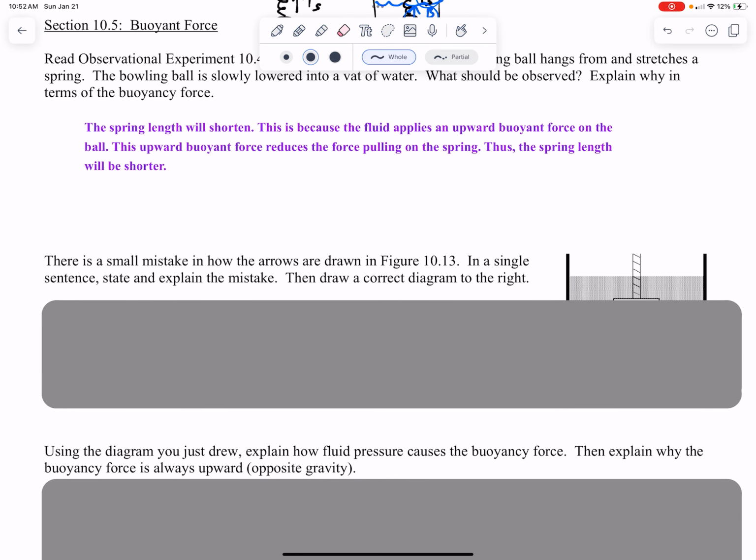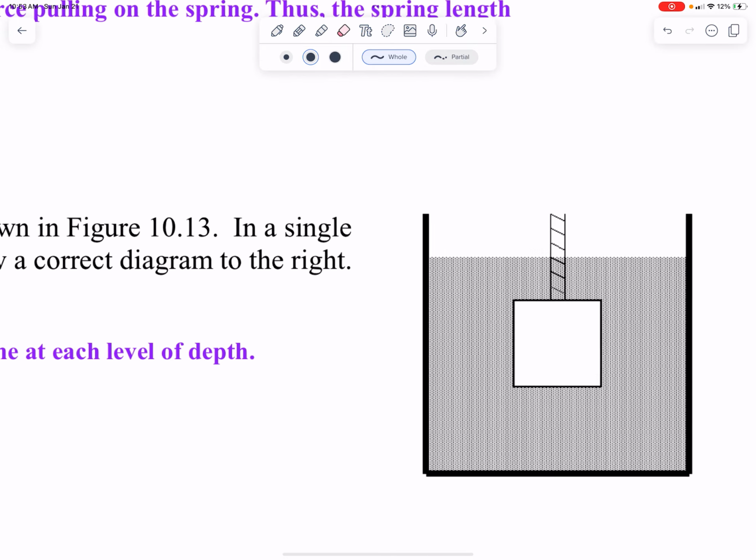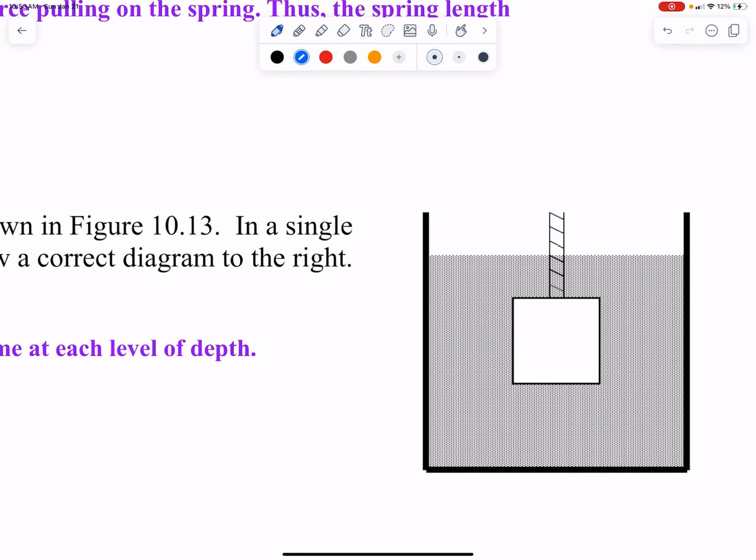Now, there is a small mistake on the arrows drawn in figure 10.3. In a single sentence, explain the mistake, then draw the correction to the right. So here's the diagram over to the right. Here's how buoyancy works. You have a greater pressure from down below, because remember, pressure is greater at greater depth than from above. So that's why I'm drawing the pressure arrow longer below than above. Now, on the sides, the pressure should be balanced. It should be the same length on both sides.